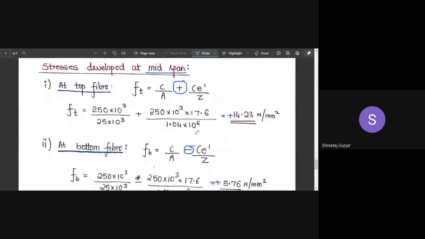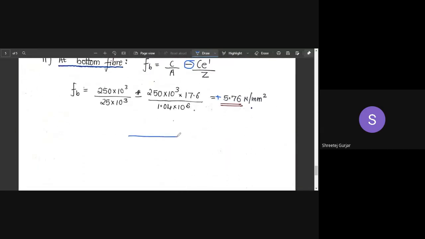So this is regarding your second numerical. You can draw your stress distribution diagram. It is plus 14 at the top fiber, this is the depth of your beam, and it is plus 5.76 at your bottom fiber. Just join these two, and you will get your stress diagram. So this is the resultant stress distribution diagram at the top fiber as well as the bottom fiber at mid-span.